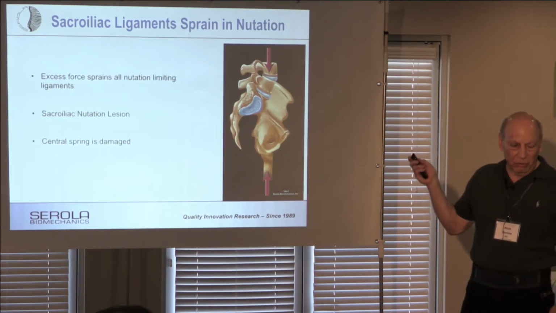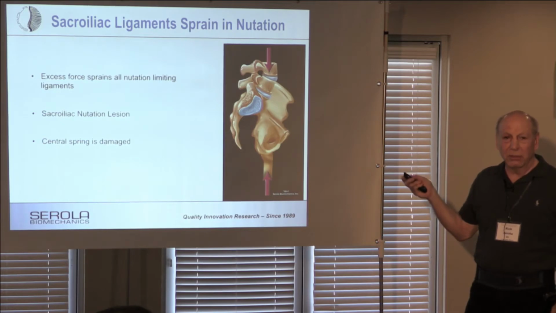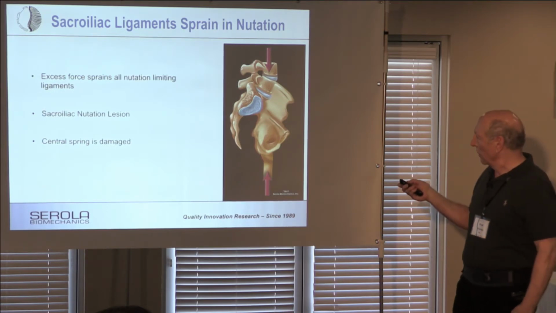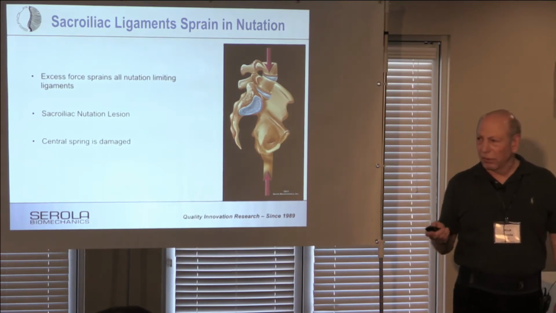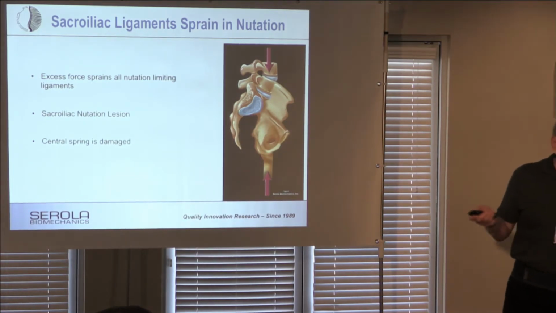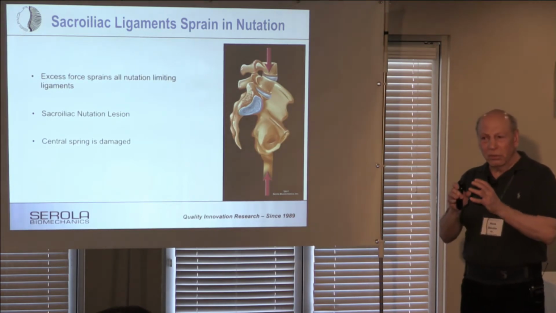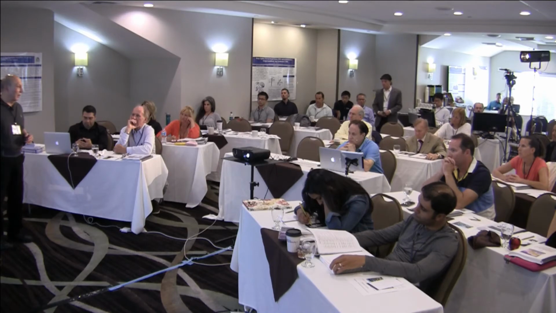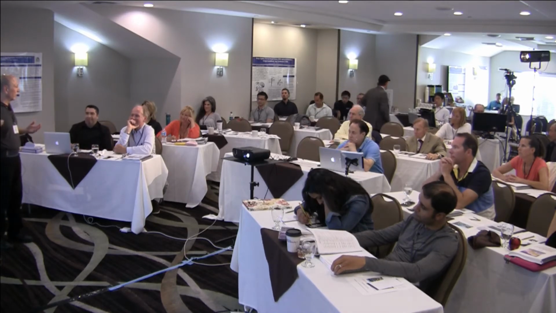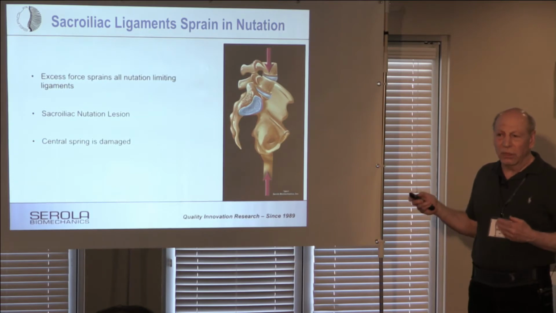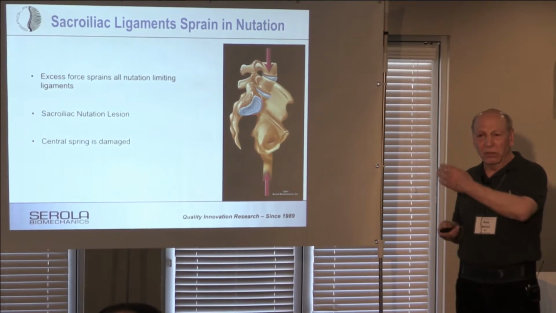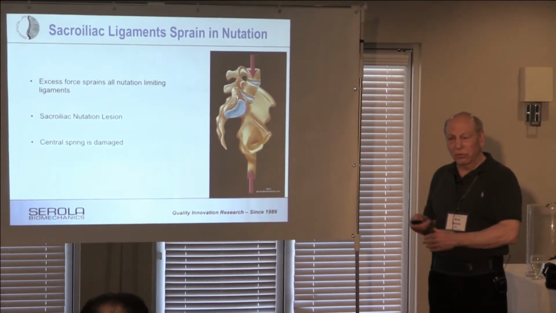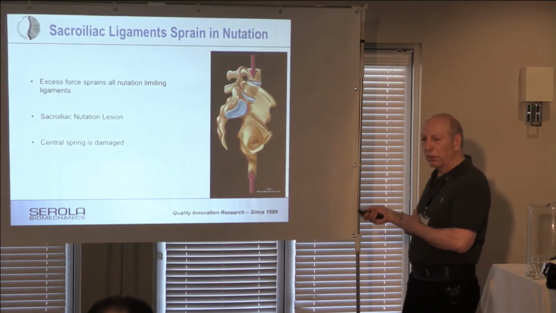Excess force, though, will cause the ligaments to become stressed. Overstressed, they compromise, overcompromised, and sprain. And so when these ligaments sprain, I call that the sacroiliac nutation lesion. That's just a local name for overall body shock absorption. When any shock absorbing joint becomes sprained, it then transfers that stress to other shock absorbing joints. So that's one mechanism of how this spreads throughout the entire body.